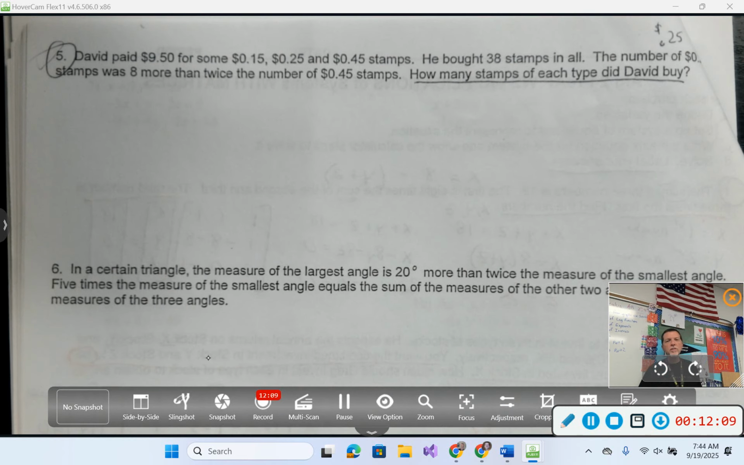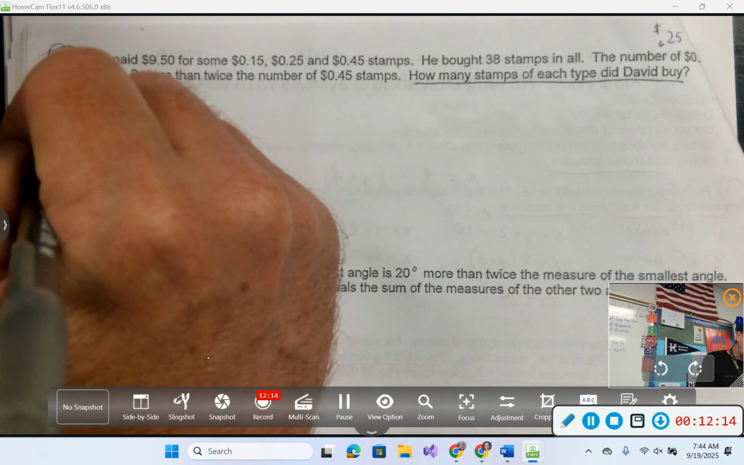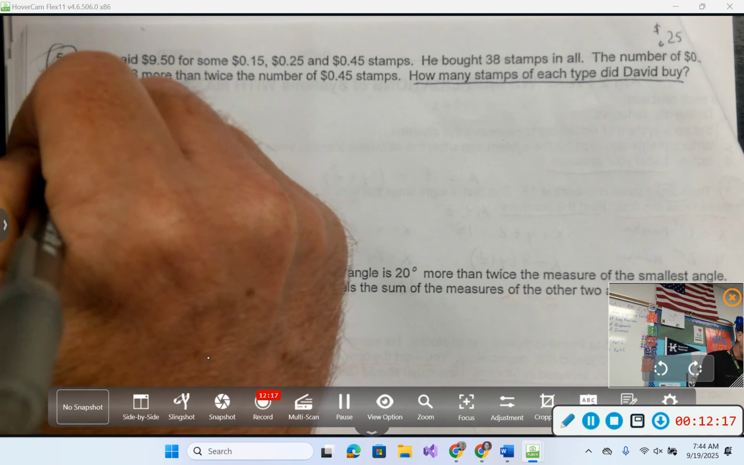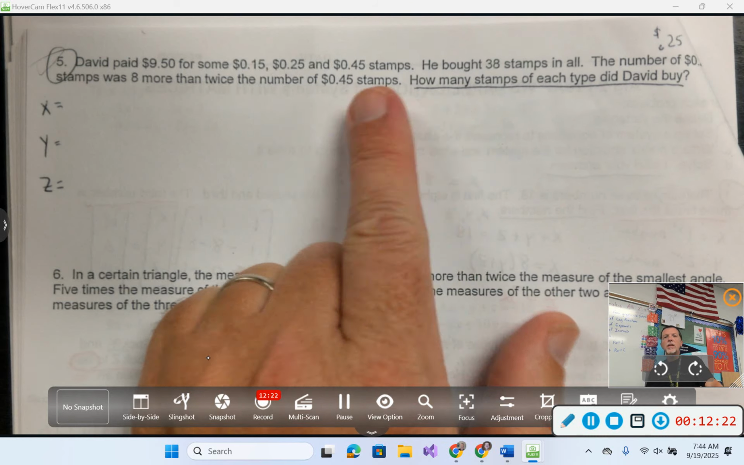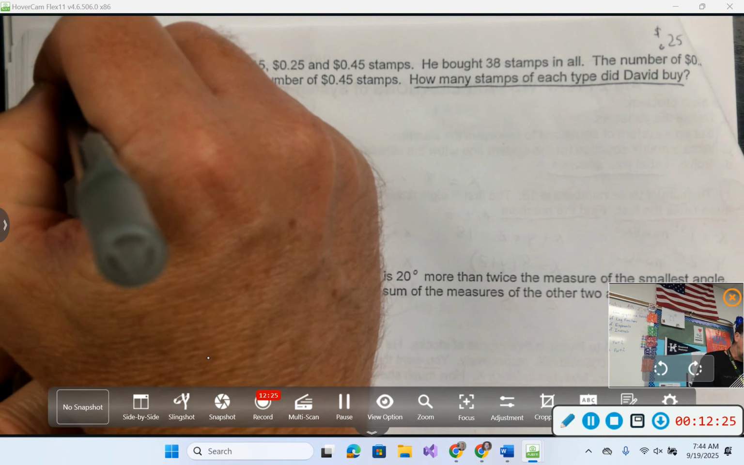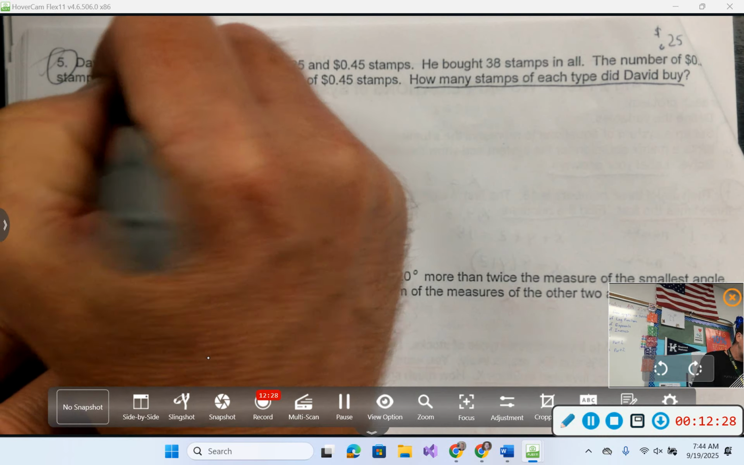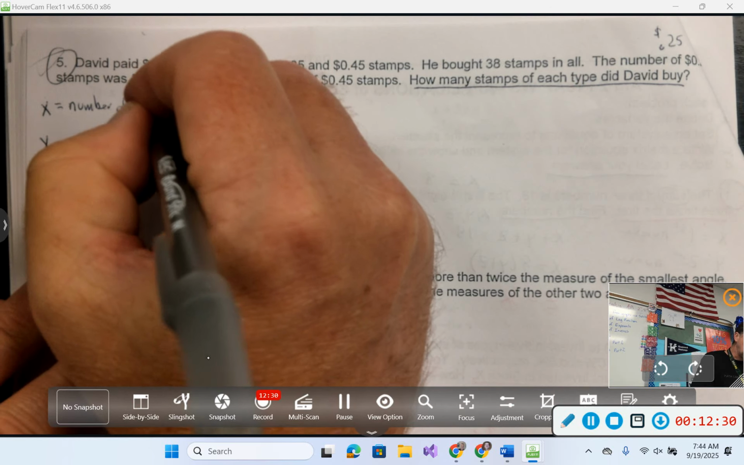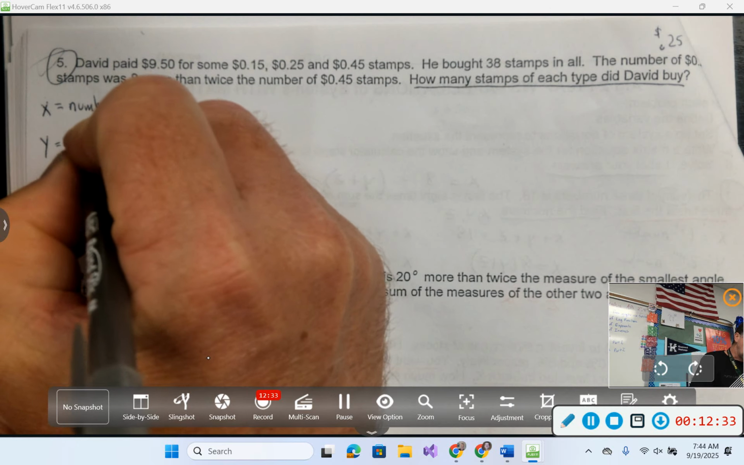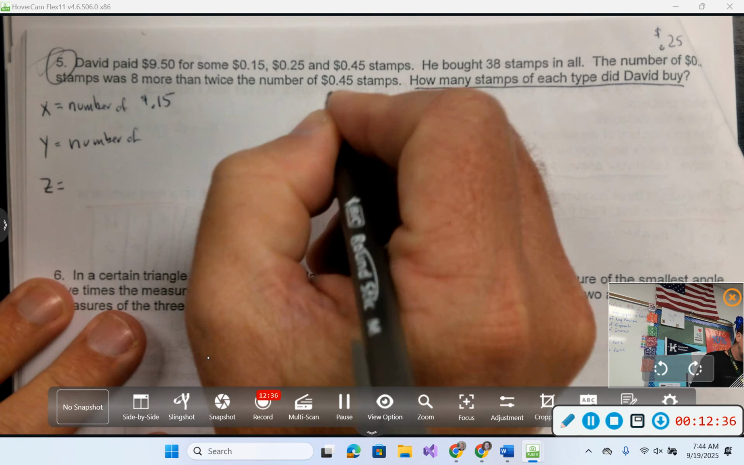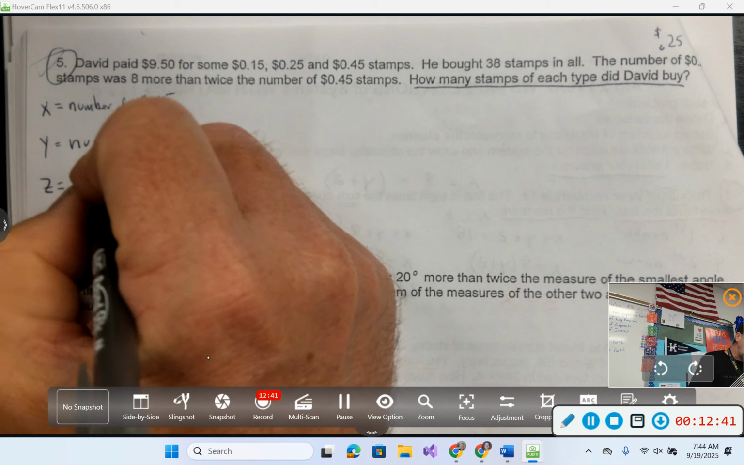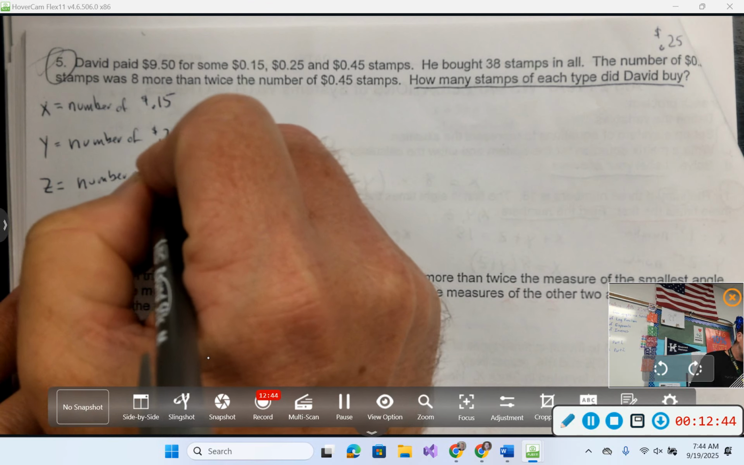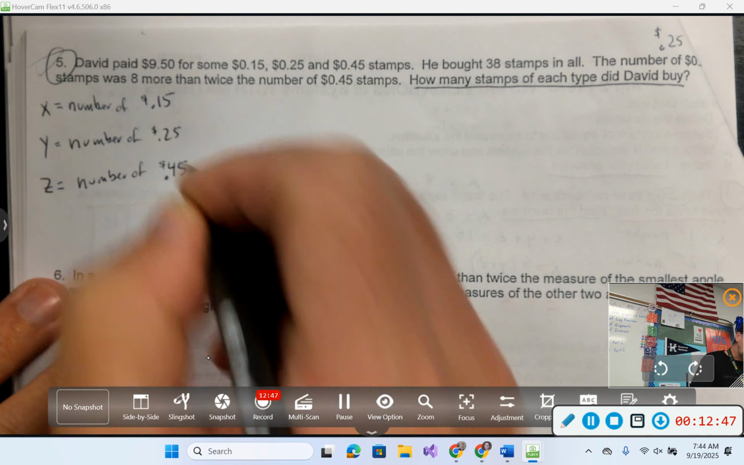So 3 variables. I think we just use X, Y, and Z because it doesn't look like there's anything better to use. But X, Y, and Z are going to represent how many stamps? So let's let X be the number of, I think we'll just go in order, 15 cent stamps. Y will be the number of 25 cent stamps. And Z can be the number of 45 cent stamps.